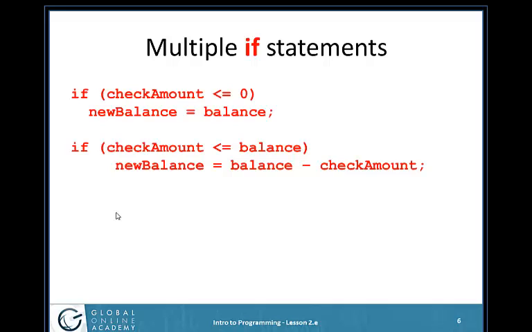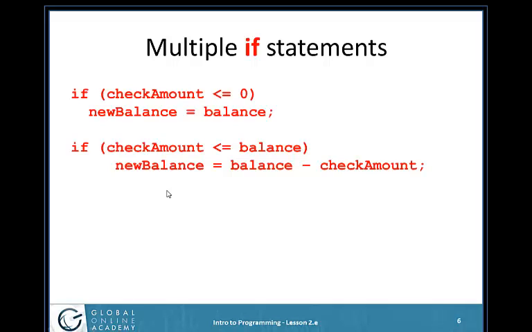But what if the check amount was negative $25? Now we go, if the check amount is less than or equal to 0, set the new balance equal to the balance. That's exactly what we want. But look at the next if statement. If the check amount is less than or equal to balance, which it will be because negative 25 is less than 100, then we're going to do new balance equals balance minus the checking amount. We'll be adding $25 to this person's account. Clearly not what we want to do. The problem is, if I did the first one, I don't want to even check the second condition.